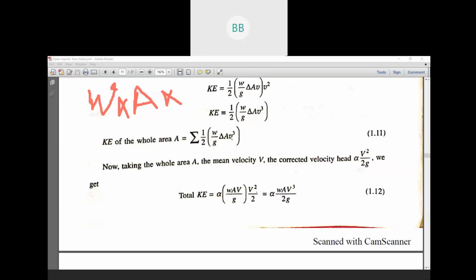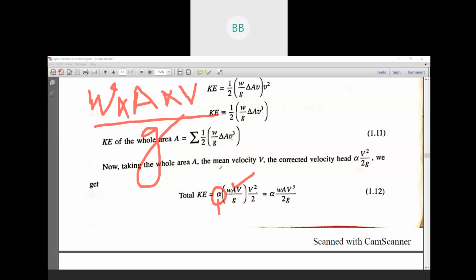Specific weight multiplied by whole cross-sectional area multiplied by your velocity, that is your weight. If you want to find out mass, we have to divide by acceleration due to gravity. So this will be your mass for the whole cross-sectional area. As this velocity is not constant, we multiply by a coefficient called alpha, and our intention is to find out the expression for this alpha.